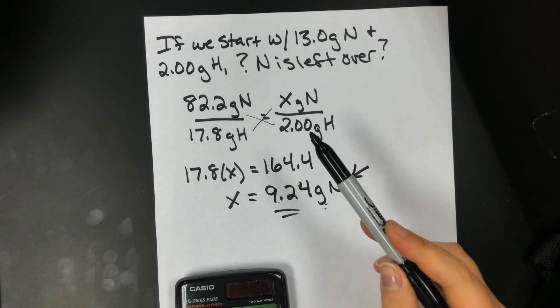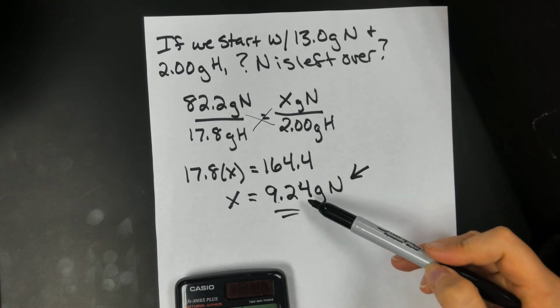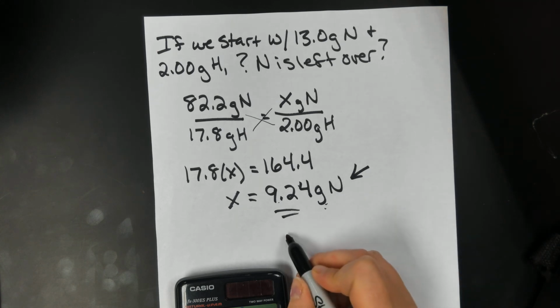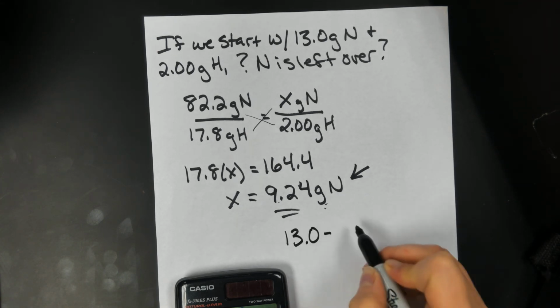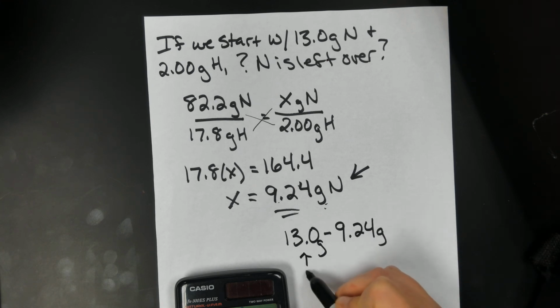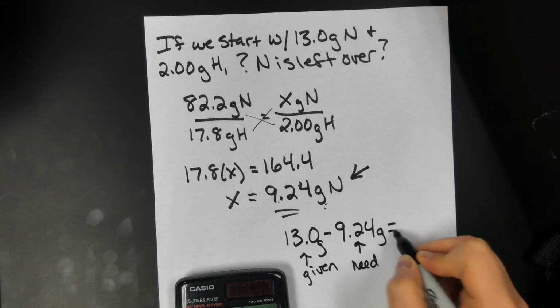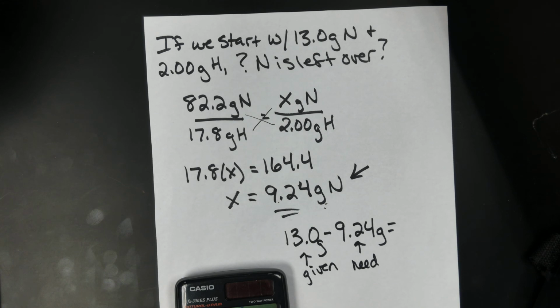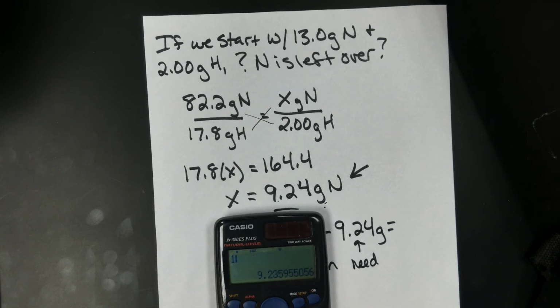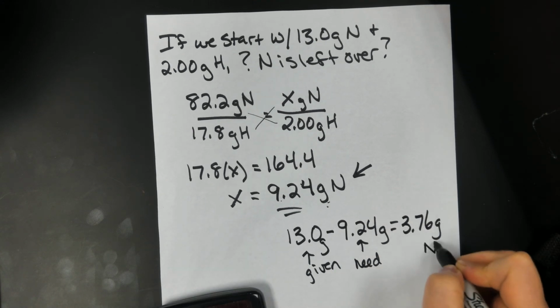All right. But we're given how much? We're given 13. That's way too much. We only need 9.24. So what do we do? We say 13.0 minus our 9.24 grams. This is what we're given, this is what we need, and we're going to find out how much is left over. 3.76 grams of nitrogen is left over.